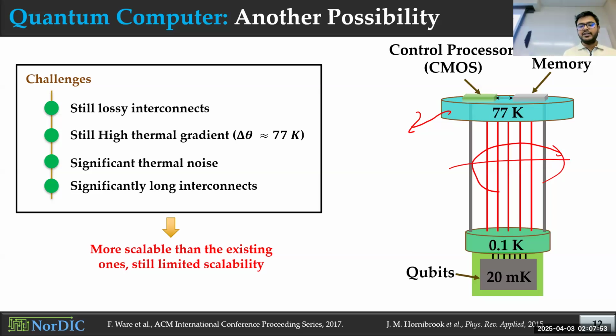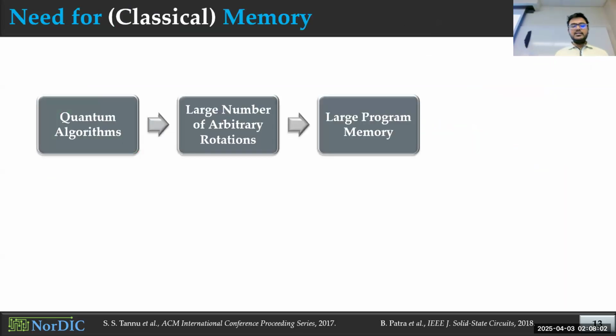Okay. So for both these cases, 4 Kelvin and 77 Kelvin, you cannot use room temperature circuits. You need cryogenic electronics here. Another major requirement for quantum computing is, again, this course is about memory, so we are now going to focus more on the memory system.